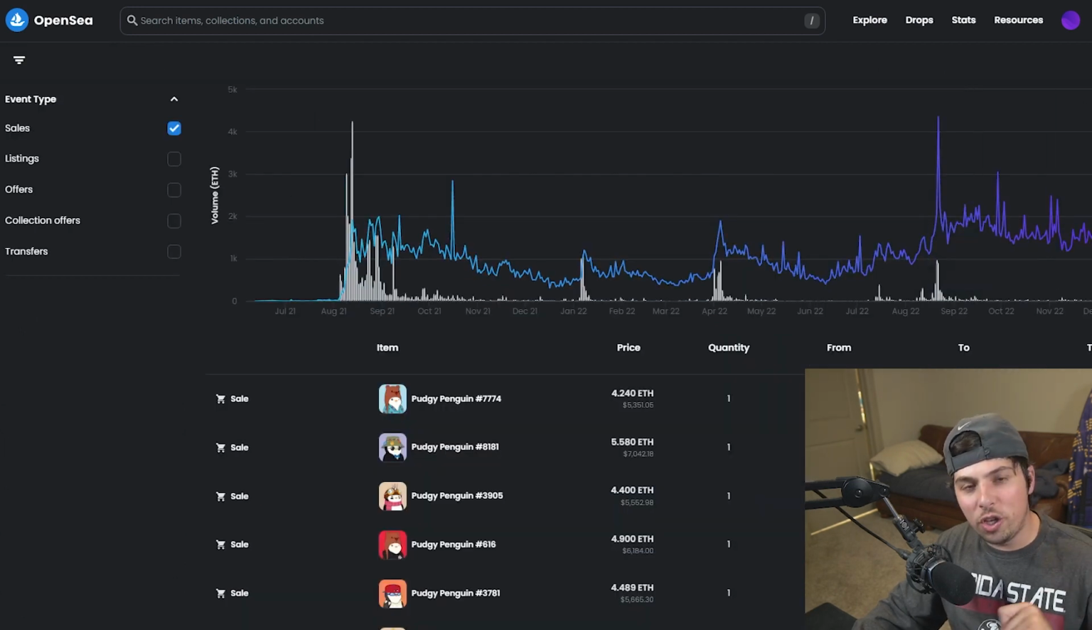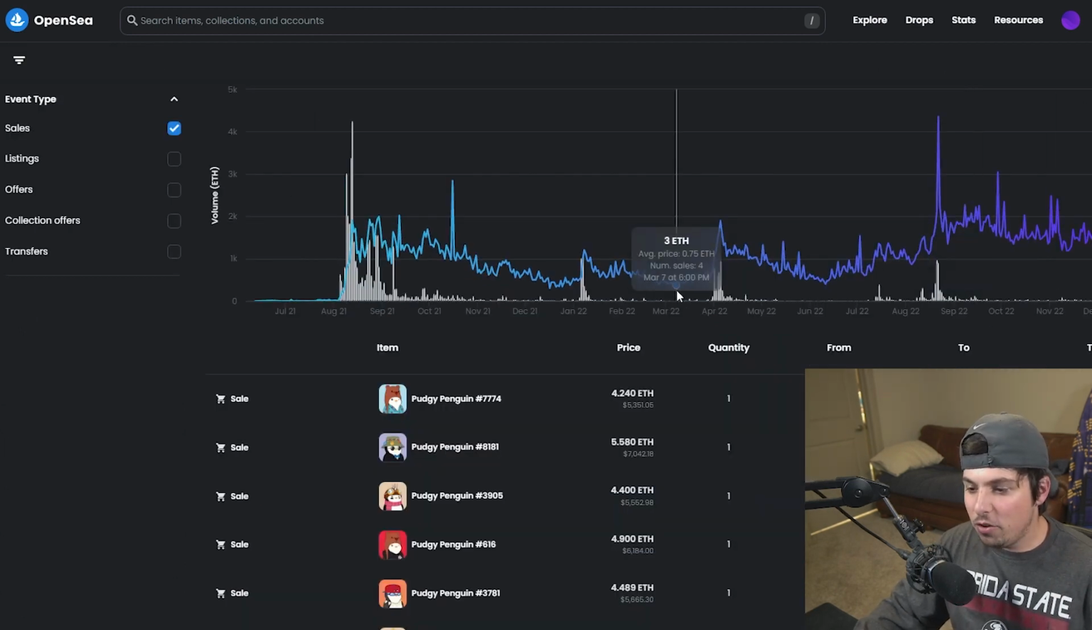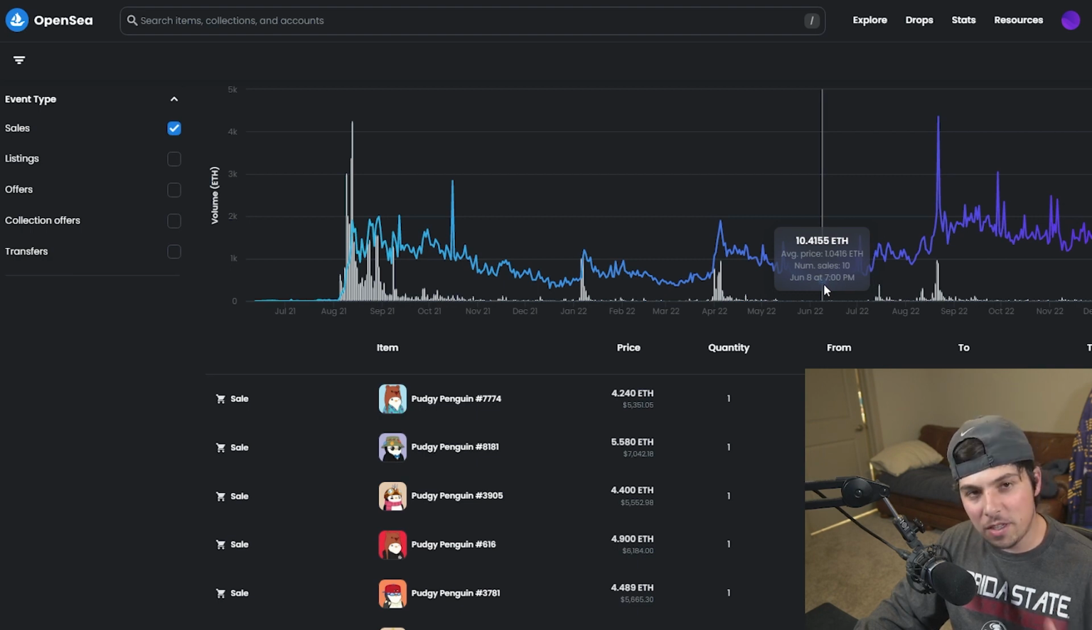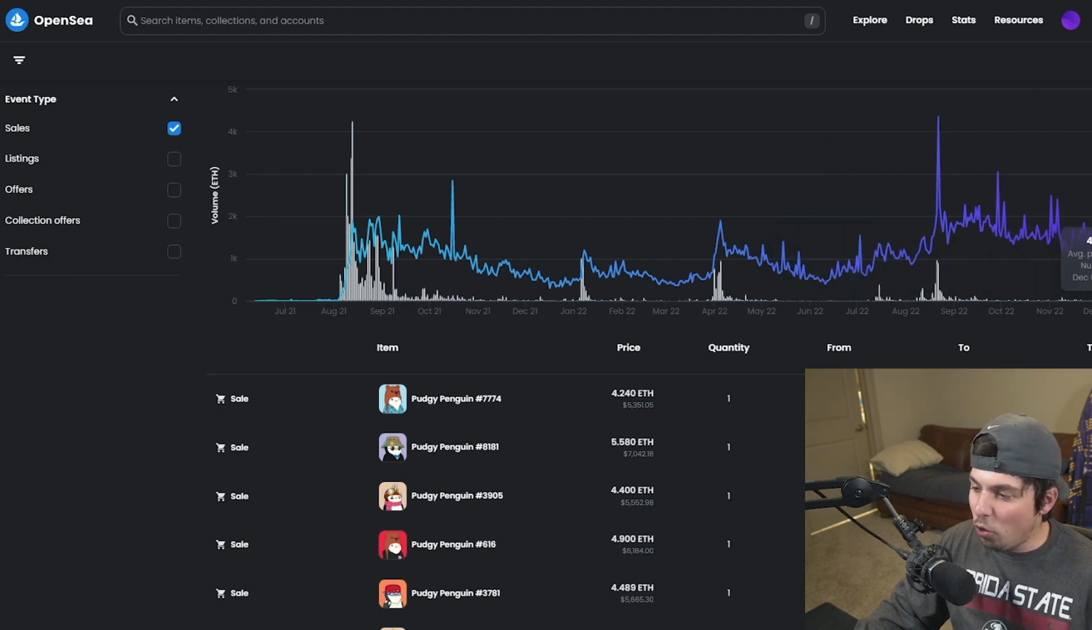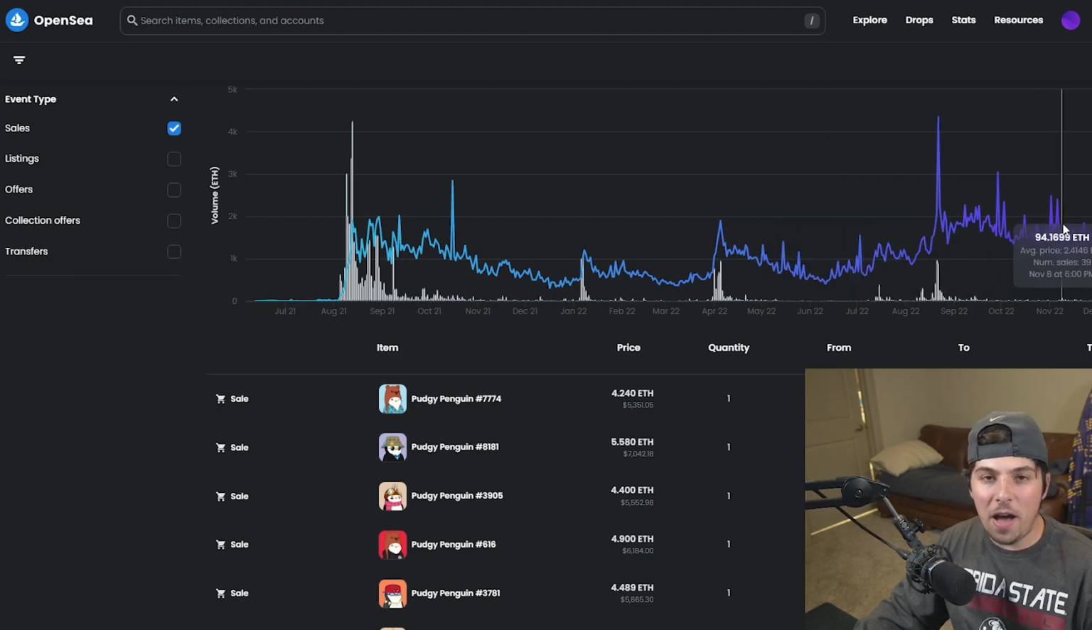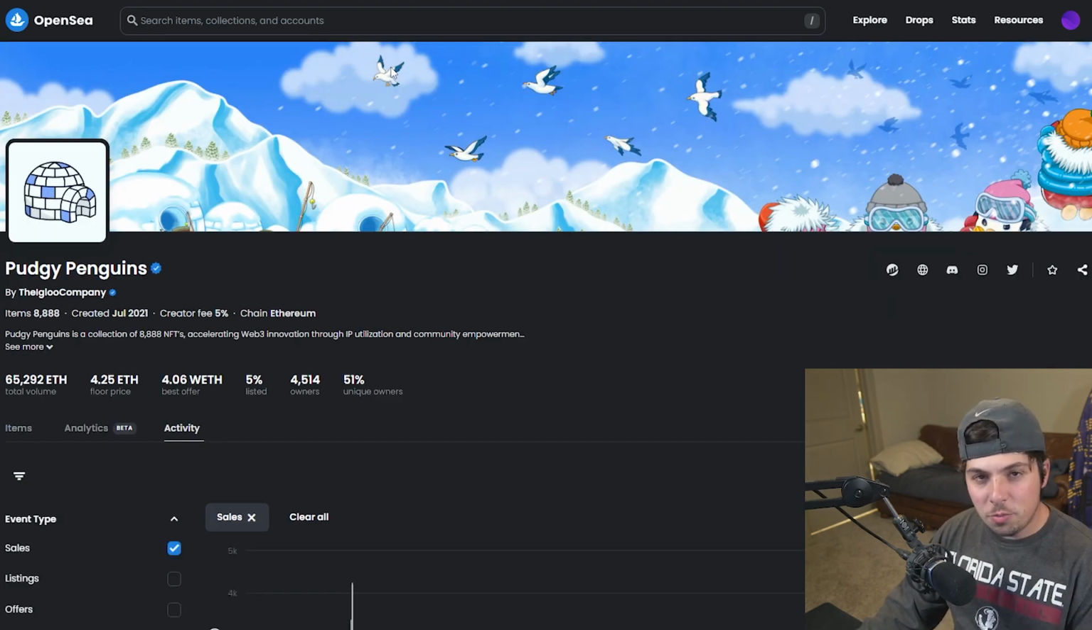I just want you to look at this chart for Pudgy Penguins. During this bear market, we saw a bottom of an average price during one of the worst times in the middle of June at 0.93, and these have run all the way to 4.5 ETH today. And I'm not sure if you guys remember, but Pudgy Penguins got a lot of FUD at one point.